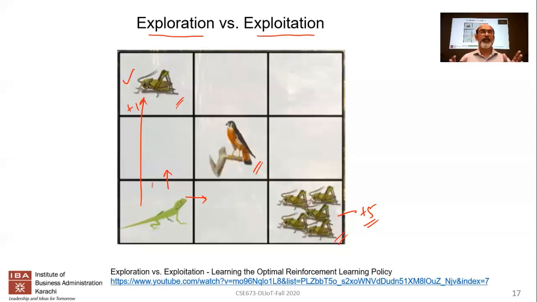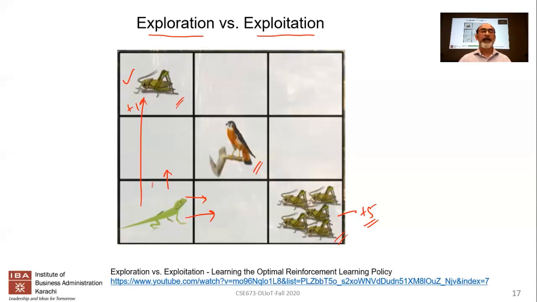Exploitation is somebody who doesn't want to be so adventurous and simply goes and reaps the past rewards. And exploration is somebody who says, okay, I've got some rewards, but I'm going to be adventurous. Going in this direction, the lizard is not going to get immediate rewards, but as a result of that adventure, that exploration, it's going to end up with something far more lucrative.